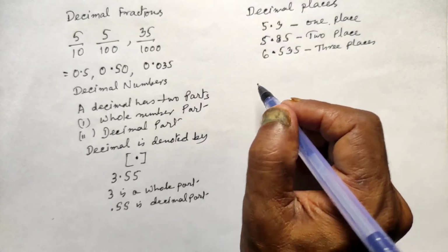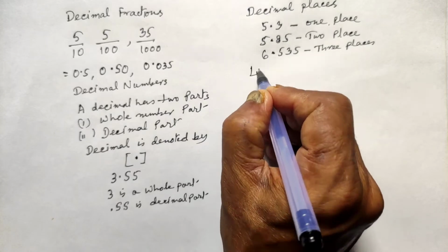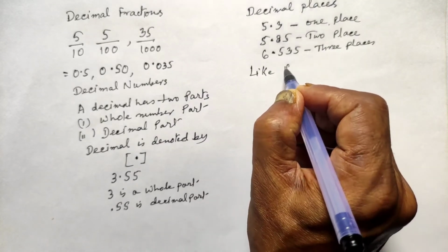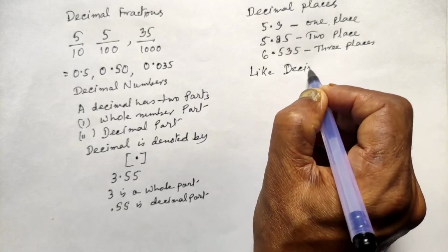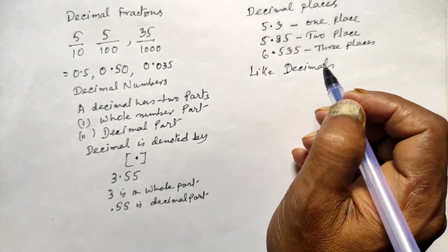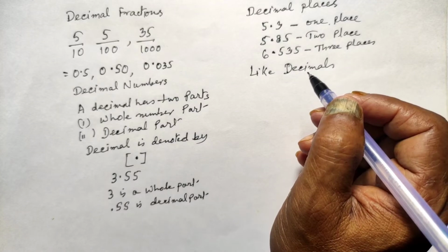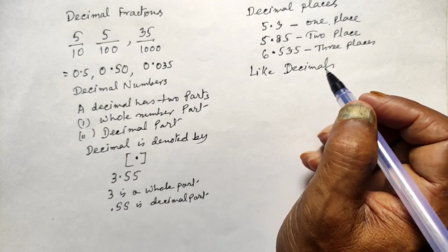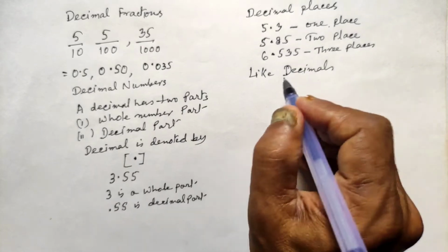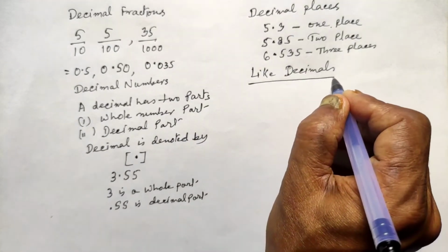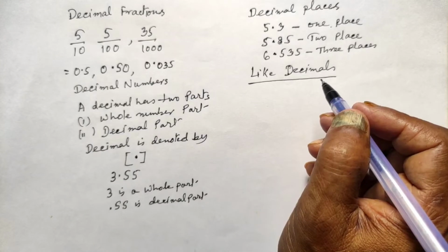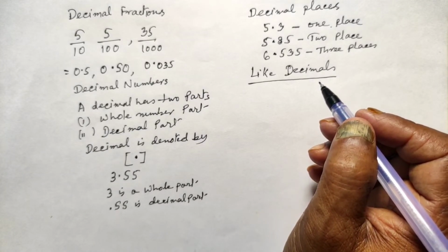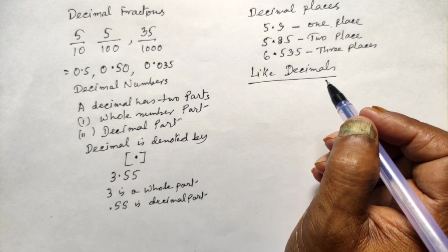Now, what is called like fractions? Like decimals, not fractions, sorry, like decimals. What is called like decimals? Decimals having the same number of decimal places are called like decimals. Remember, once again I am telling you, decimals having the same number of decimal places are called like decimals.